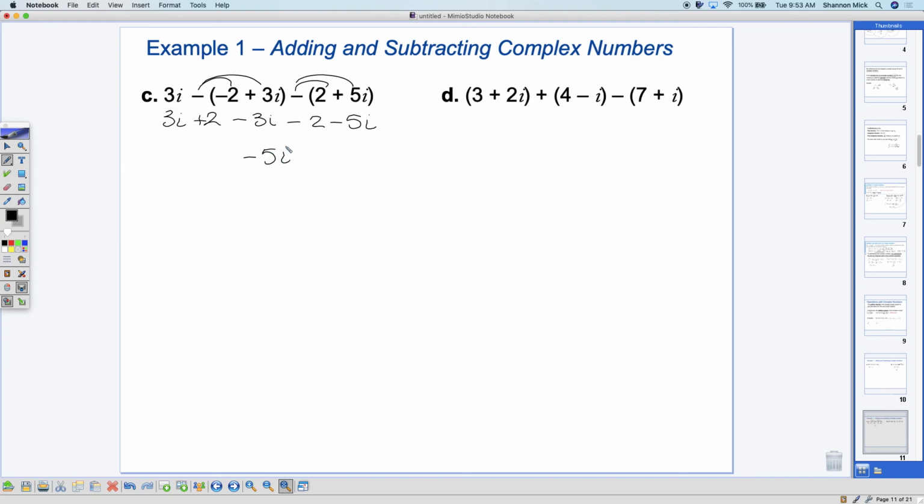Nice. And what kind of an imaginary number is that? A pure one. Why is it a pure one? Because there's no real part. So try the next one.